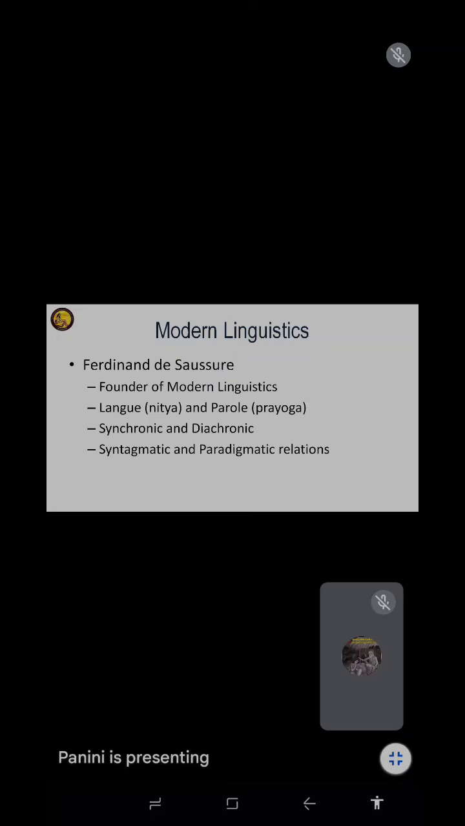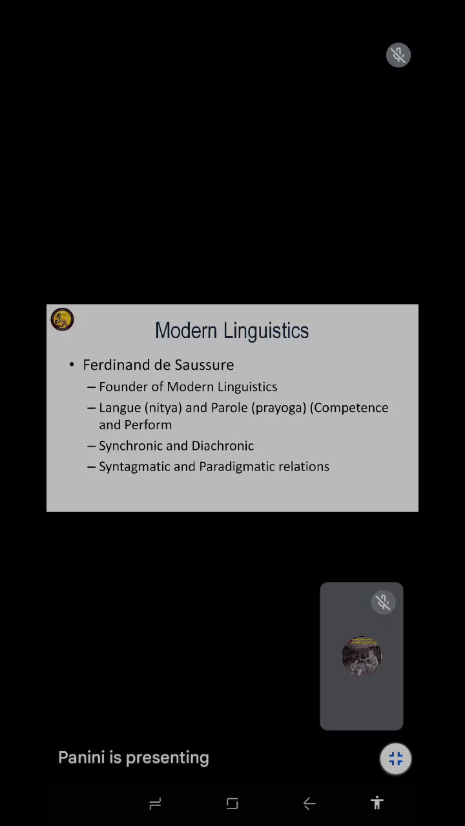Okay. So anyway, the language which is used by anybody always has two stages. One, the knowledge of the language, what we call the langue, or what we call the nitya. And the language when you use it becomes performance. No, the other way around. Nitya is competence. Along with Nitya, you give competence. Prayoga is performance, and parole is performance for Chomsky. Okay. Anyway, this is the relation.